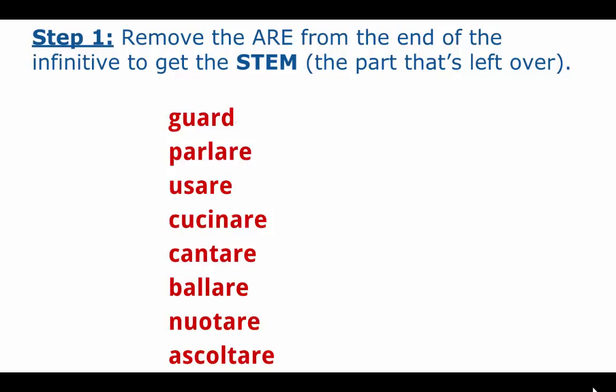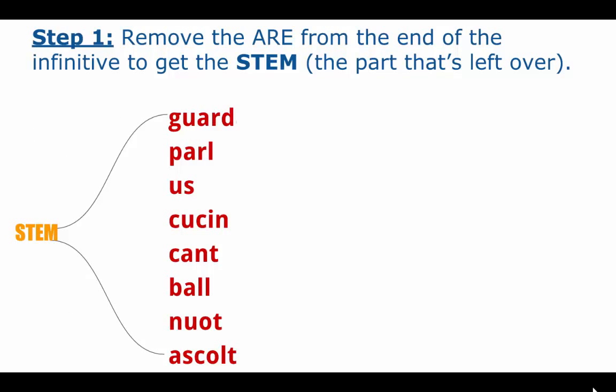Parlare, when we remove the ARE, we get parl. Usare, us. Cucinare, cucin. Cantare, cant. Ballare, ball. Nuotare, nuot. And ascoltare, ascolt. So now we've chopped off the ending of our infinitives, and the part that's left over is what we call our stem.